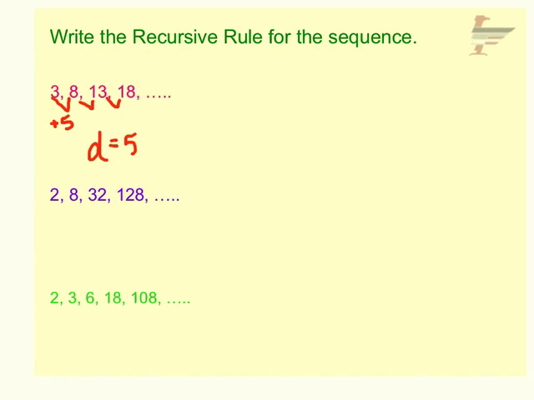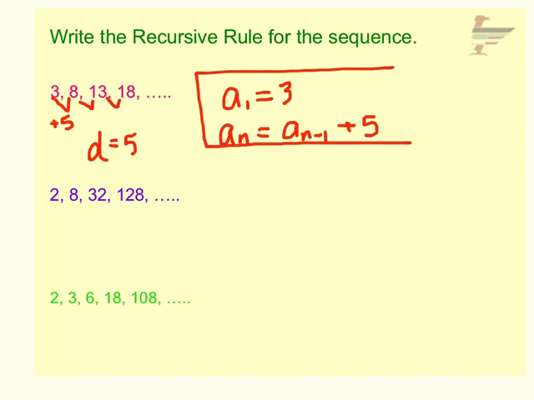So the recursive rule, 2 parts. First is identify the first term. So everyone would know to start with a 3. A1 is 3. And then the rule is you tell them, take your previous term. So there's your a sub n minus 1. And then what do they do to the previous term? They have to add 5 to it. And that will give us our recursive rule for that sequence.